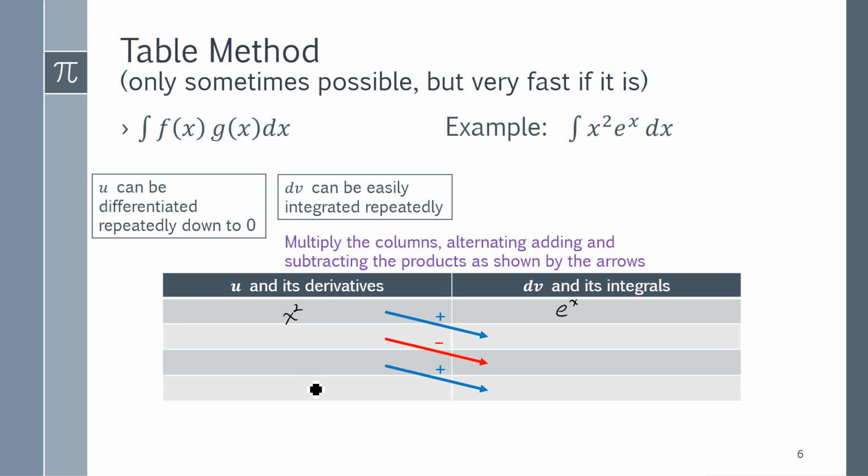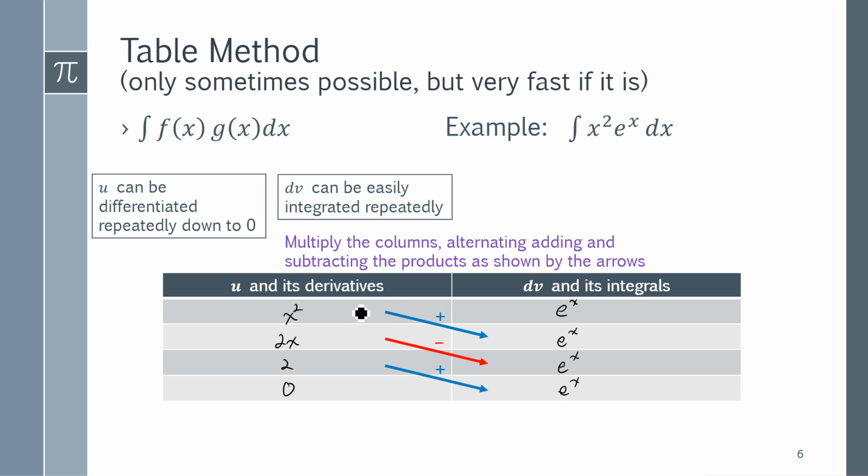In the first column, I'm doing derivatives until I get down to 0. So the derivative of x squared is 2x, derivative of 2x is 2, derivative of 2 is 0. Once I hit 0, I stop. And then I do antiderivatives in this column. Antiderivative of e to the x is e to the x. Antiderivative of this e to the x is e to the x. And the antiderivative of this e to the x is e to the x.